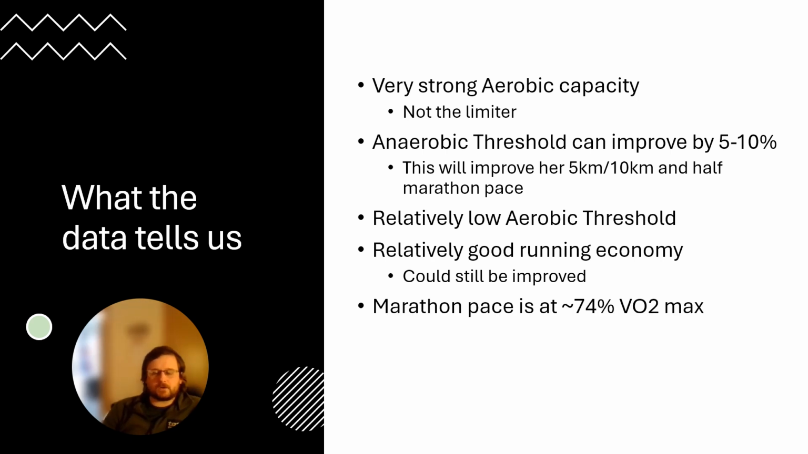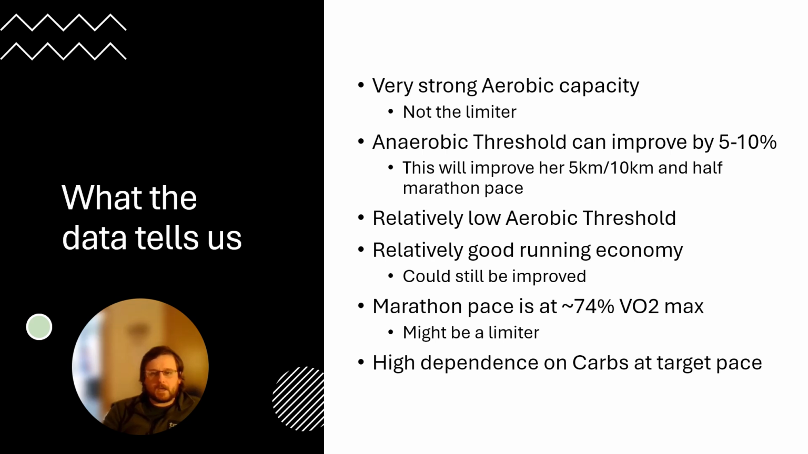The key thing that stands out here is their marathon pace is 74% of VO2 max. Probably too high for the duration of the run. If it was a 2:30 marathon at that intensity, probably fine, but a 3:30 marathon at 74% is probably going to be pushing the boat a little bit too hard. So it's probably going to be a limiter. I said might there, but I would say for most people it is probably going to be a limiter. And they have a high dependency on carbohydrates at their target pace. 60 grams per hour should be maintainable for most people with some practice, but reducing it's definitely going to help them.